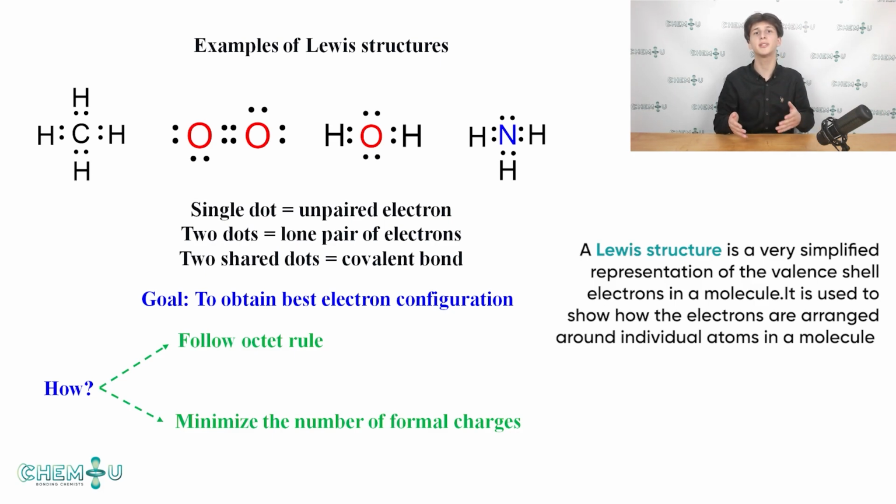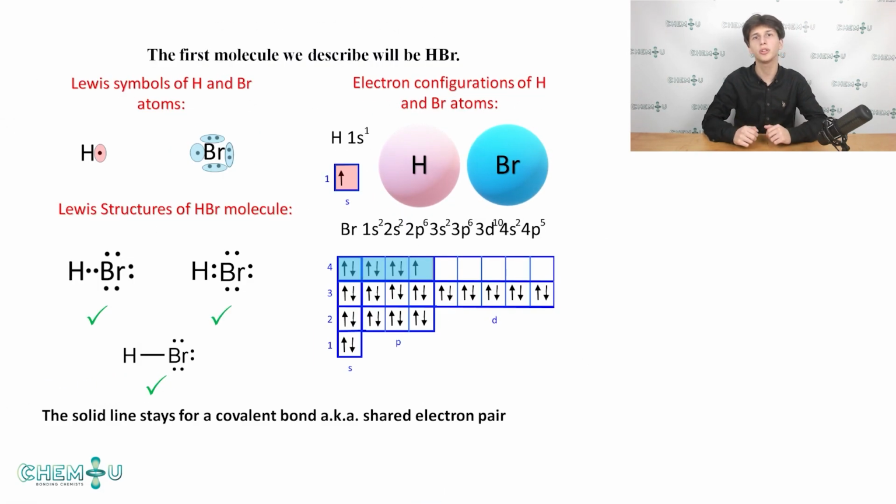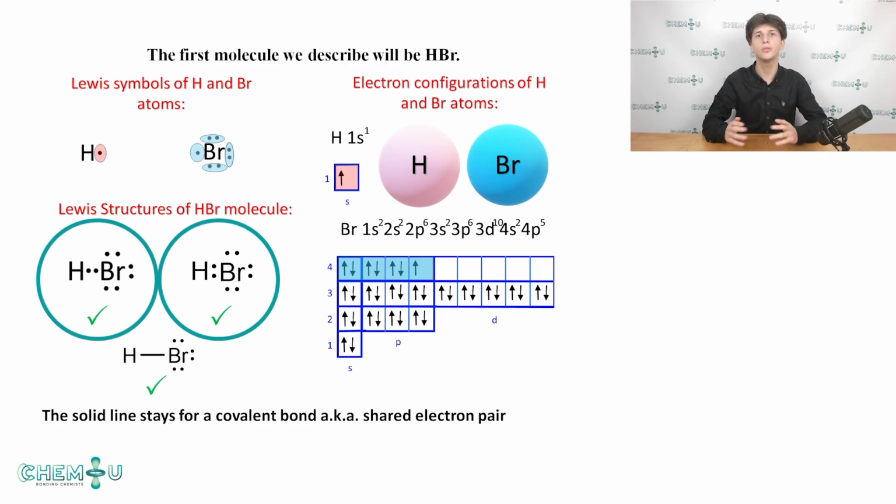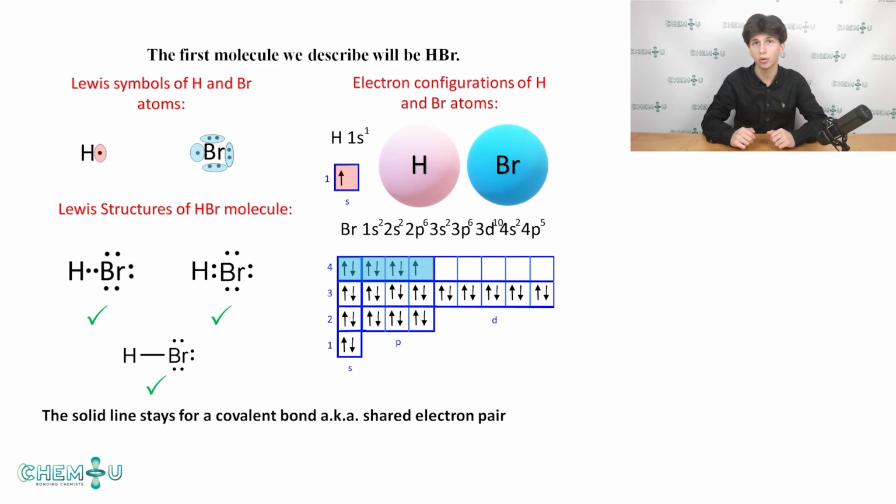Let's try to describe some well-known molecules using Lewis symbols. The first molecule we describe will be HBr. On the right hand side you can see the electron configurations of hydrogen and bromine atoms. So the corresponding Lewis symbols are quite obvious. Hydrogen has only 1 electron highlighted in pink, and bromine has 7 valence electrons in blue. In the bottom left corner you can see the 2 Lewis structures of the HBr molecule. Both of them are equivalently correct.